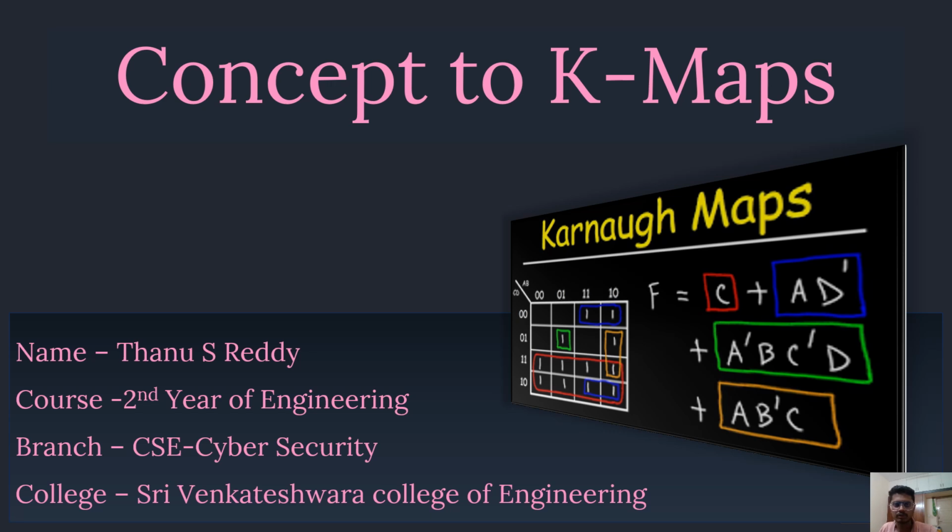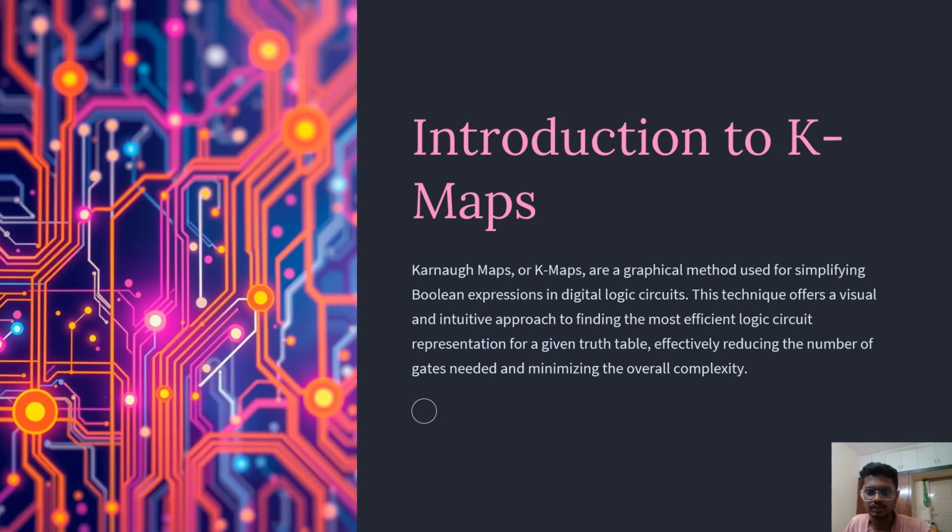Now I'm going to explain the concepts of K-maps. Here is the introduction to K-maps. K-maps, also called Karnaugh maps, are a graphical method used for simplifying Boolean expressions in digital logic circuits. This technique offers a visual and intuitive approach to finding the most efficient logic circuit representation for a given truth table, effectively reducing the number of gates needed and minimizing the overall complexity.